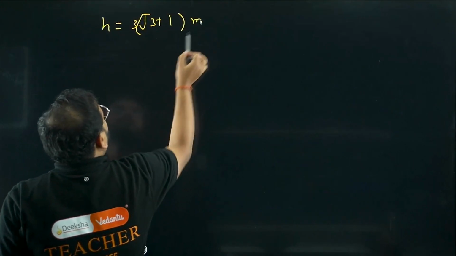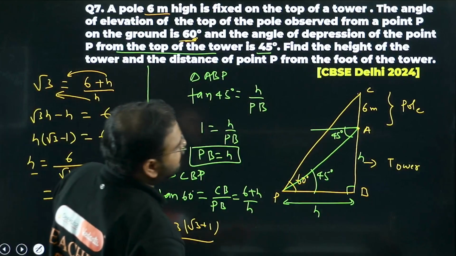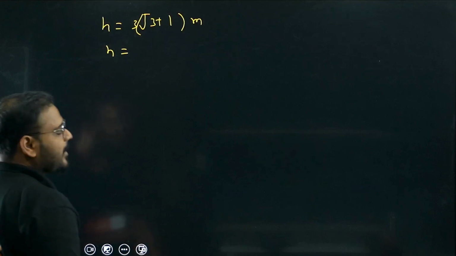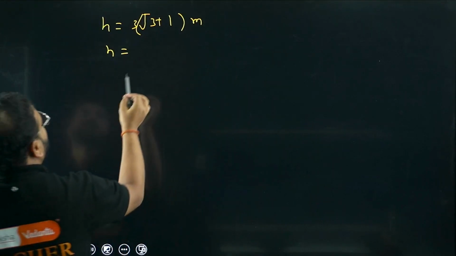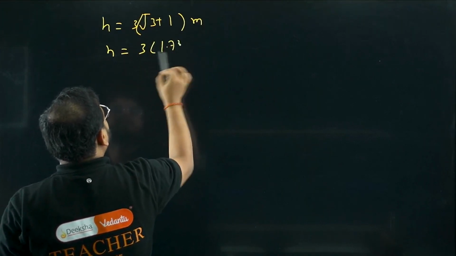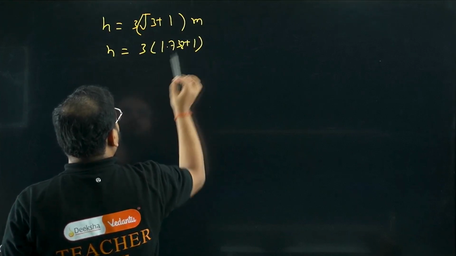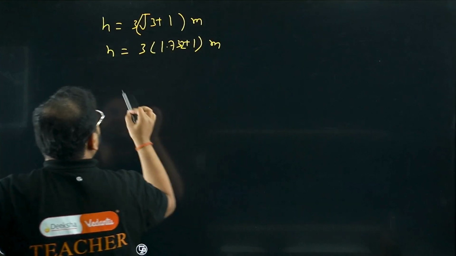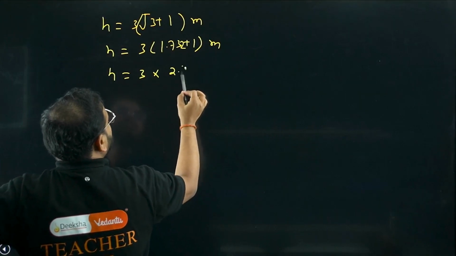Meters. Have they given the value of root 3? Please check. They have not. But we can take, right? Remember the value of root 3 and root 2. I said root 4 by mistake. Root 3 is what, sir? 1.73 plus 1. Or I can take 1.732 also. No problem. Meters. So what I'm getting, sir? 3 times, how much is that? 2.732.